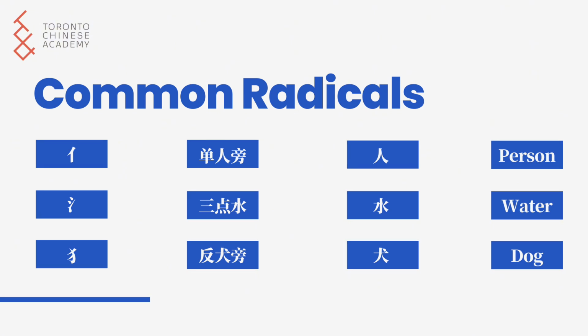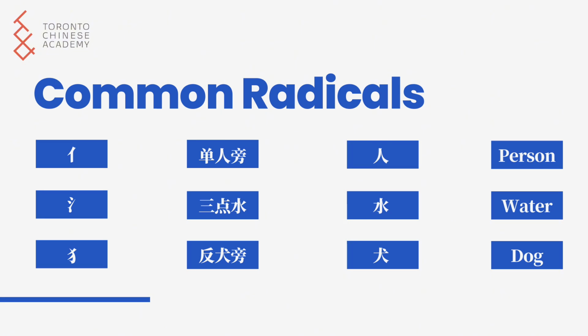The first radical is called 单人旁. It is associated to the character 人, which means person. This means that oftentimes the character with this radical has something to do with people. The next radical is called 三点水. It's associated to the character 水, which means water. This means that most of the characters with this radical have something to do with water.